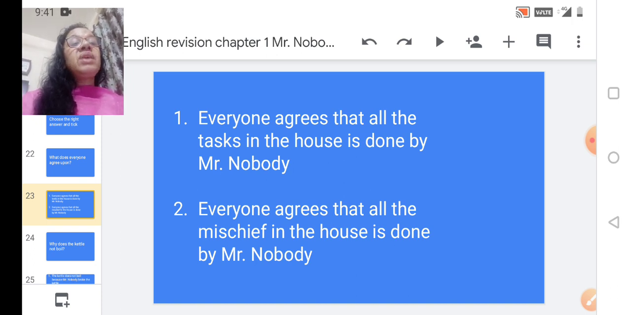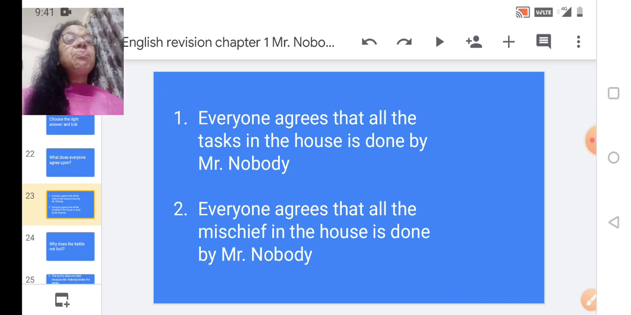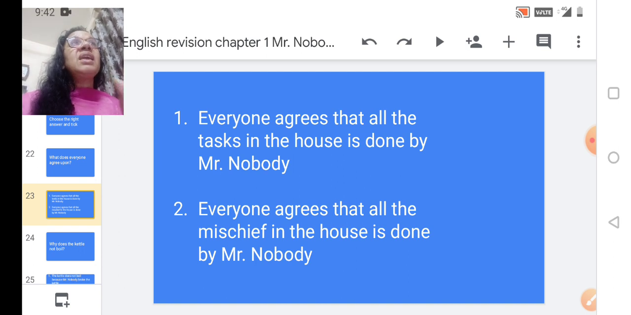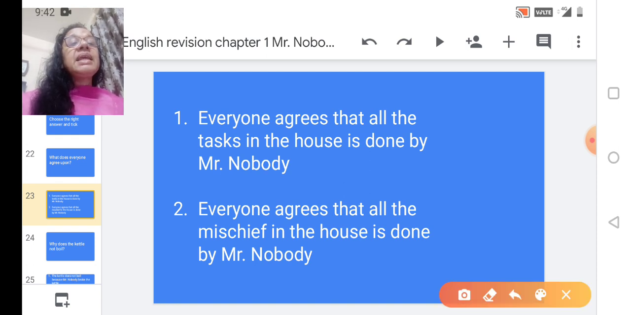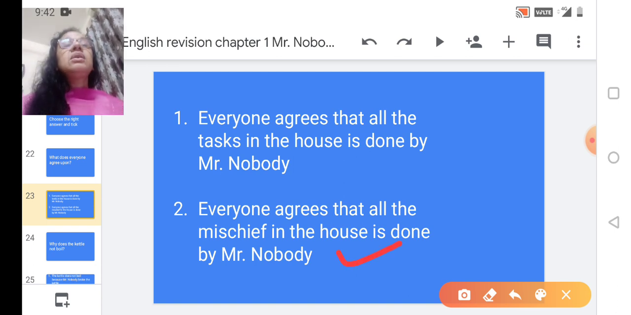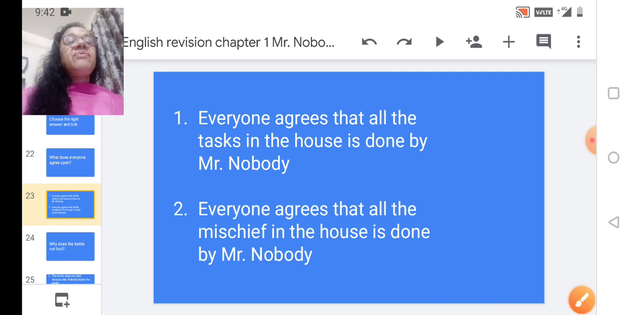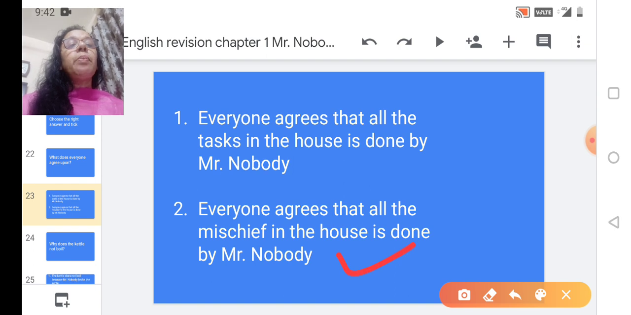Let us see the second option. Everyone agrees that all the mischief in the house is done by Mr. Nobody. Nobody is taking responsibility, so it is done by Mr. Nobody. This particular word mischief is given in your poem. So what will be the correct option, students? The correct answer is number 2. Everyone agrees that all the mischief in the house is done by Mr. Nobody.